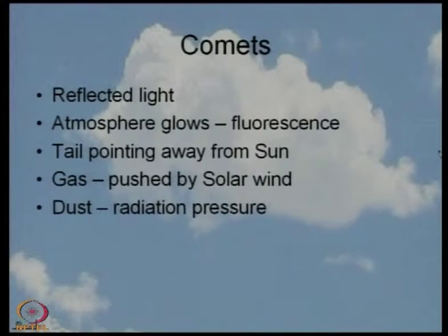So this atmosphere is made up of gas and dust, and when it approaches the sun, sunlight gets reflected from this. There are ice pieces, and the whole thing reflects sunlight. So you see it as a very bright object in the sky when it approaches the sun. Further, there are gases in the atmosphere which exhibit fluorescence.